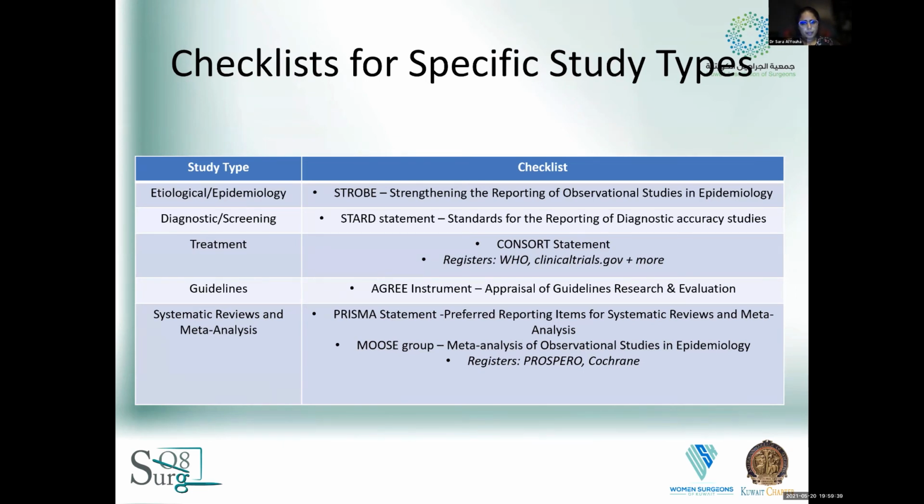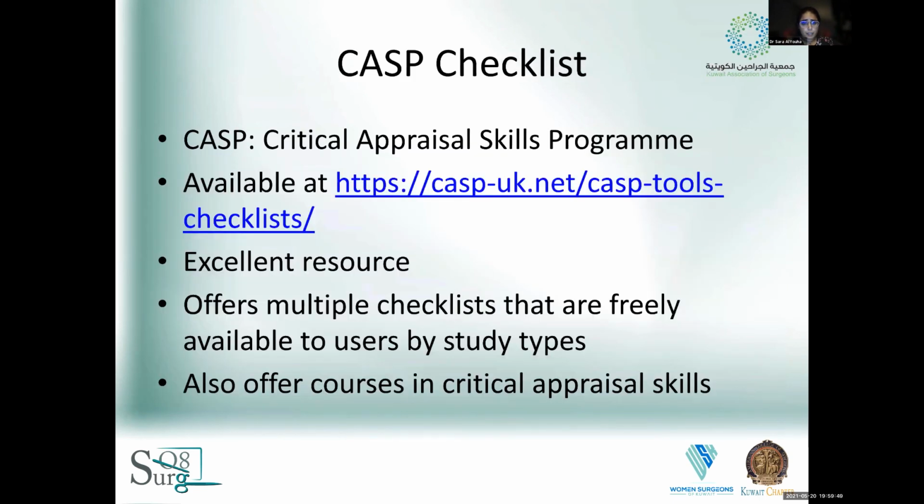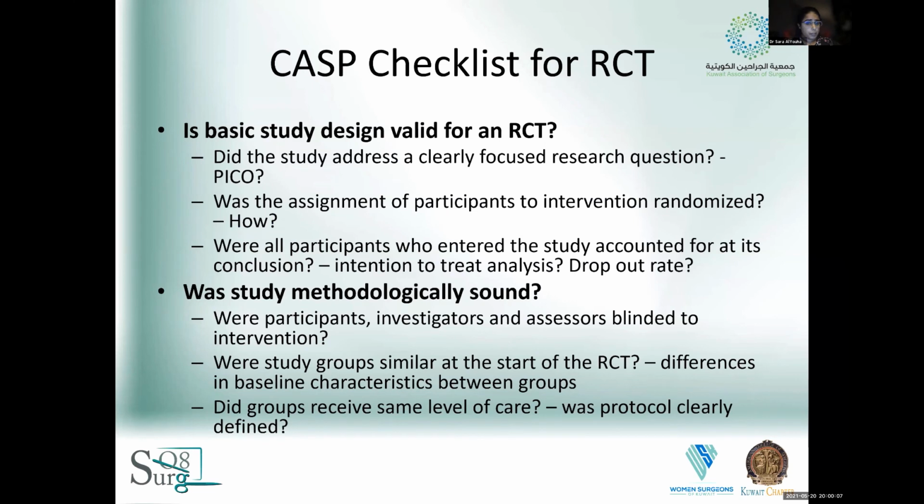So if you're reading an RCT and you want to do a critical appraisal, just Google CONSORT and fill in the check boxes, basically. The CASP checklist is also a freely available tool. So it's very generously available through that link. It's an excellent resource and offers multiple checklists that are available to you for multiple study types. And they also offer an online course in critical appraisal skills. So I'm just going to go through some of the questions. If this was a live course, then we can practice some of these, but I'm just going to give you a sense of what's in the checklist.